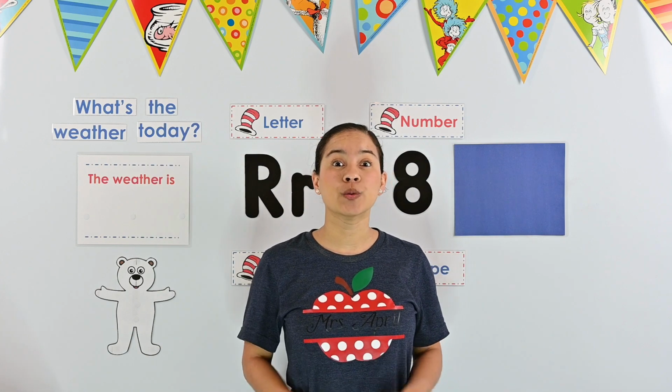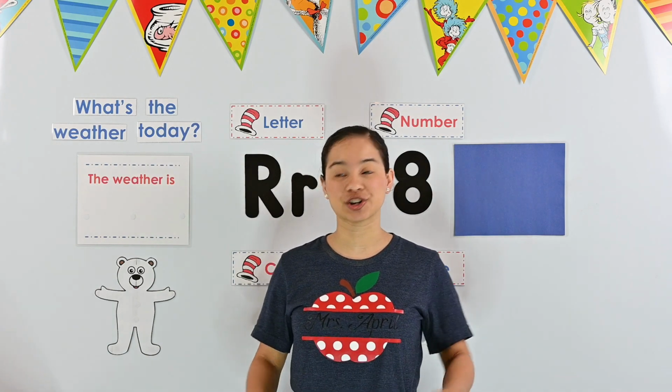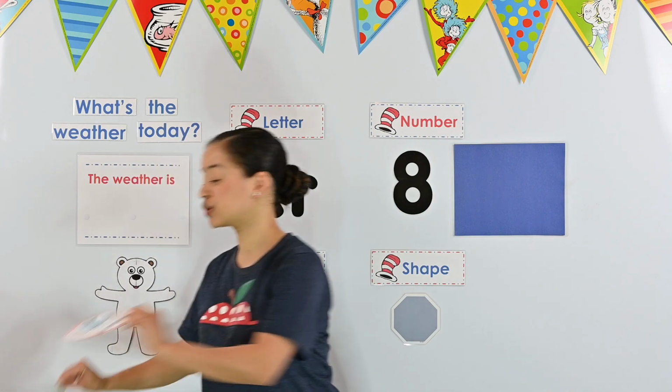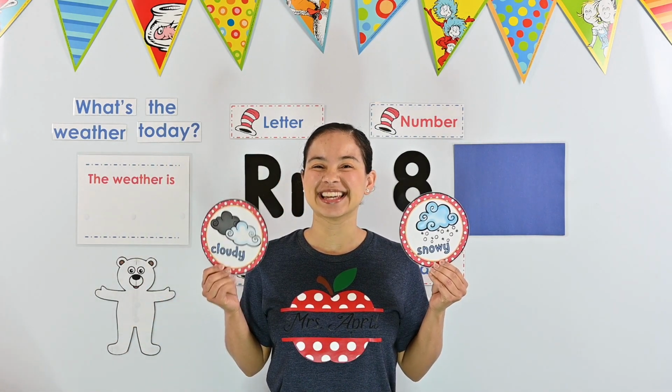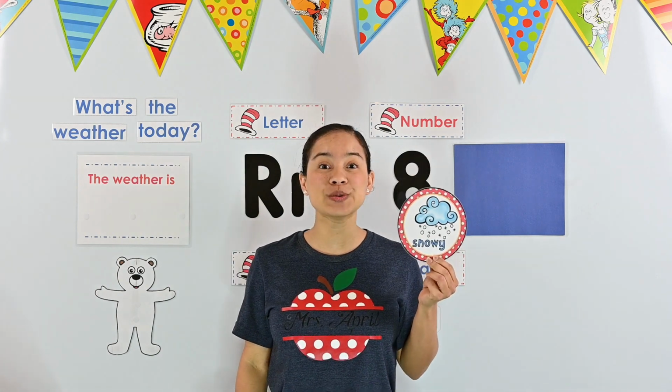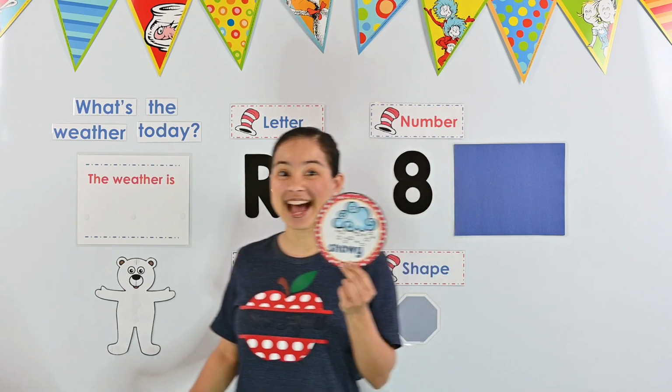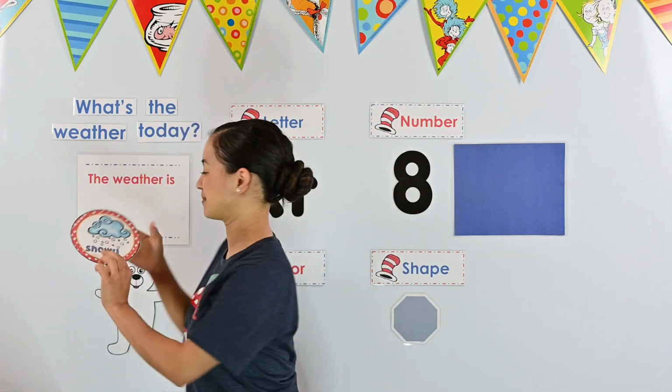Perfect. First, we need to pick out a weather picture. Which picture shows a snowy day? If you chose this picture, you are correct. It does show a snowy day. Let's add it to our weather sentence.